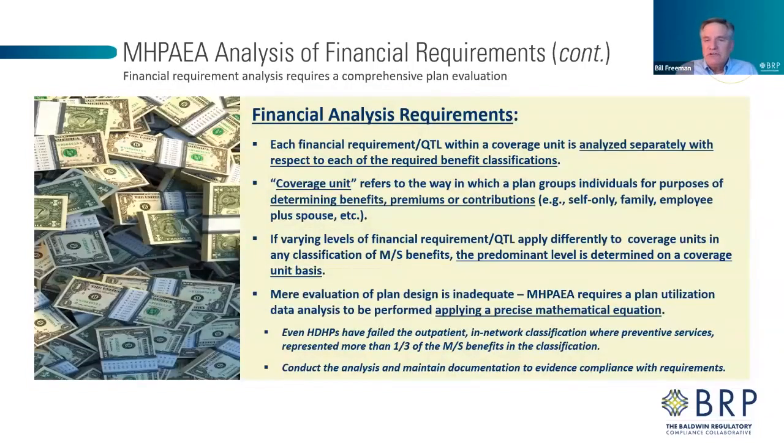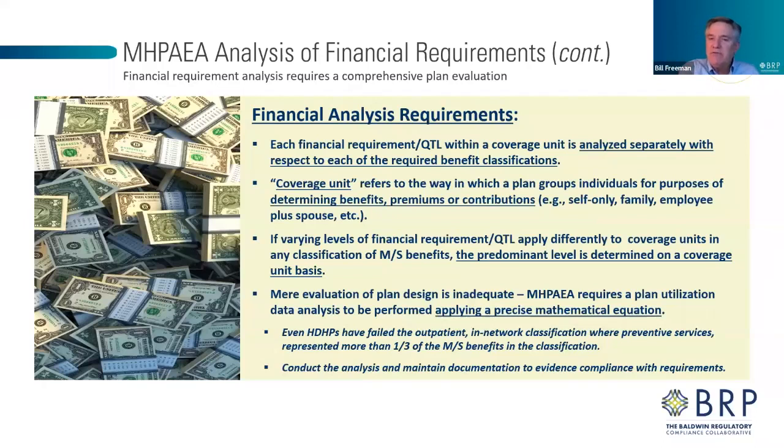Next. So let's look at the financial requirement first. Each financial requirement within a coverage unit, and I'll explain coverage unit in a second, must be analyzed separately in respect to each of the required benefit classifications. So you must look at inpatient, in-network, compare the financial requirements in that classification. Then you must compare the financial requirements in-network, outpatient. Do the same for pharmacy, emergency care, outpatient services, in-network, outpatient services, out-of-network. So you're going to have to be doing the comparisons within each of those benefit classifications.